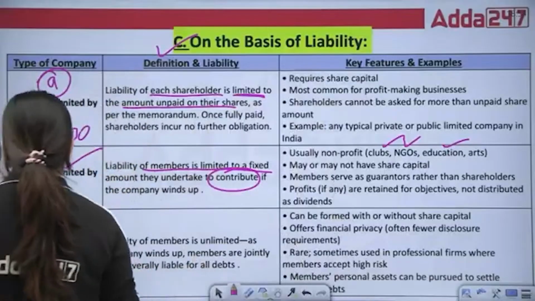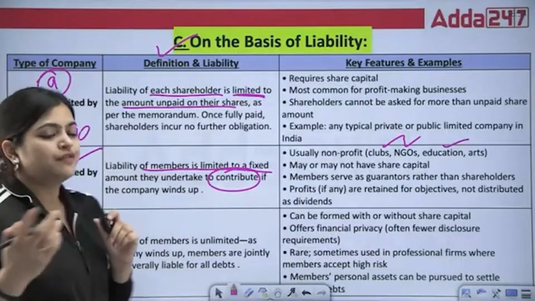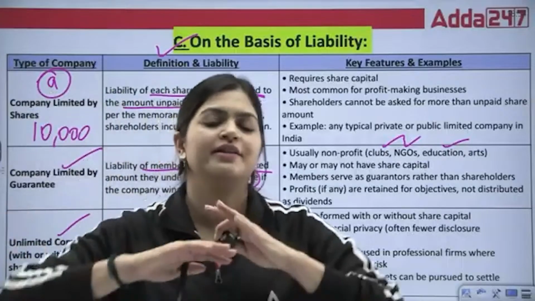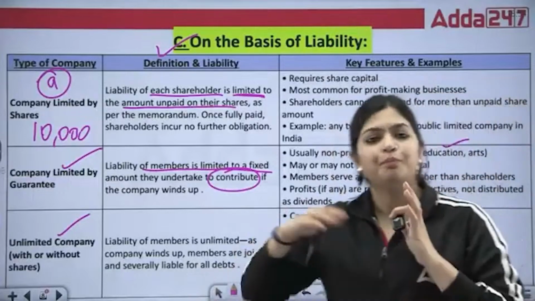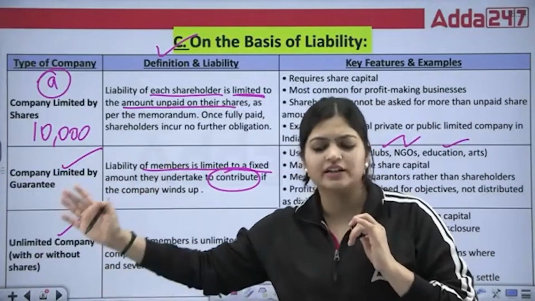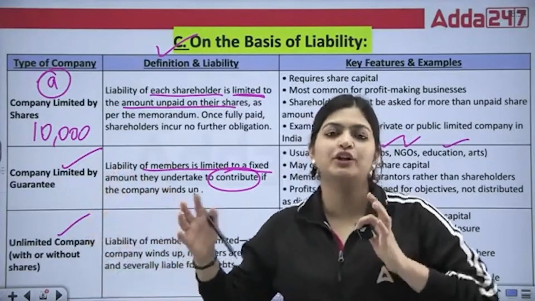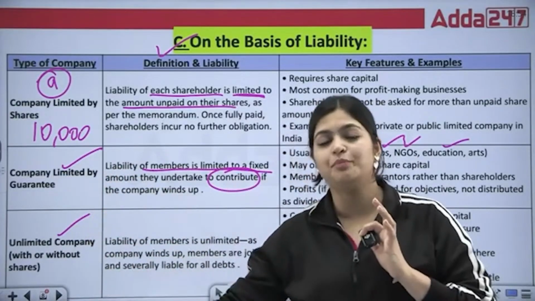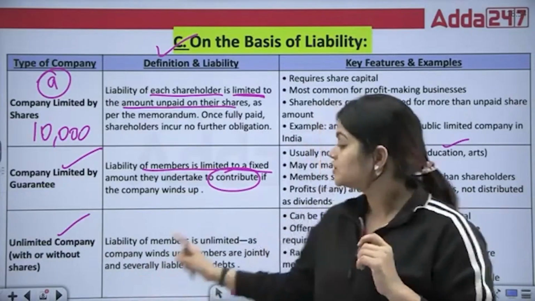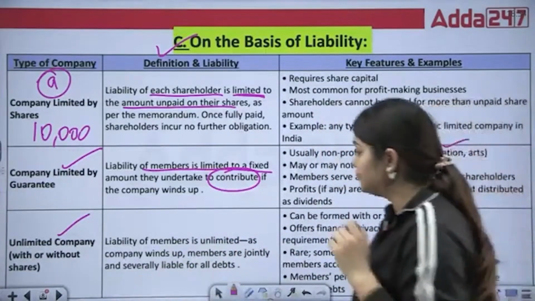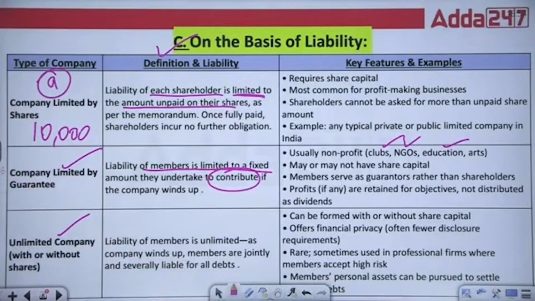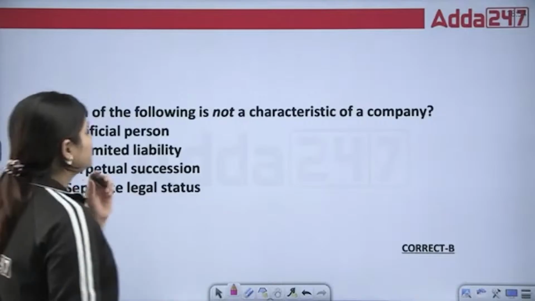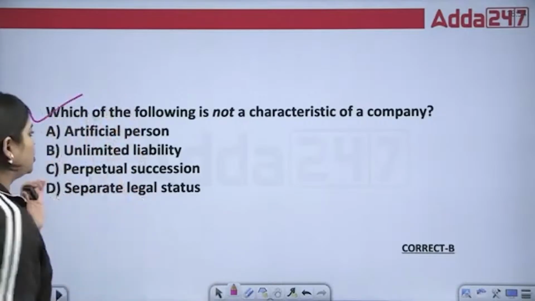And then you have the last one, that is unlimited company with or without shares. Here there is no limit. Whatever debt you have, you need to pay until you clear your debt amount. Suppose you have borrowed 10 lakhs. Till the time you have not paid 10 lakhs, you are not going to be free. So that is your unlimited company. So these are the three types of companies based on liabilities. Liabilities means what? Obligation. Correct? Now, let's see a few questions based on these concepts.